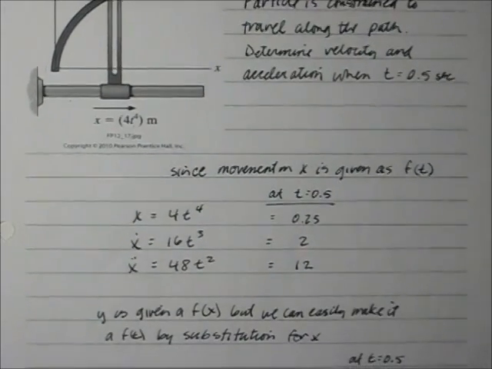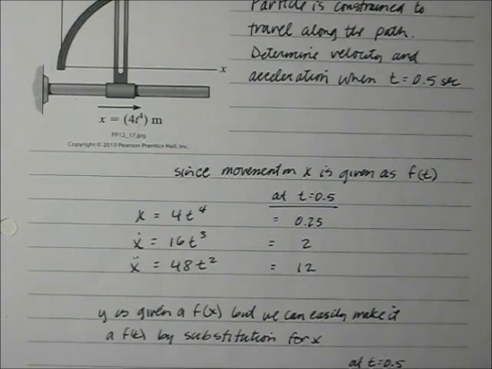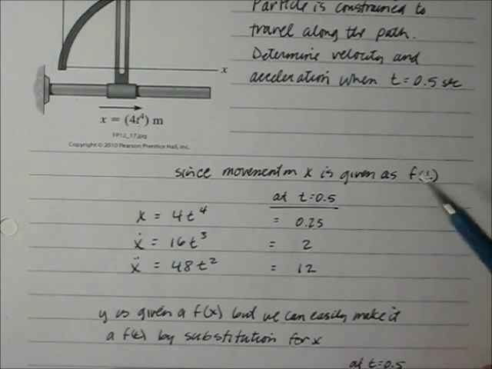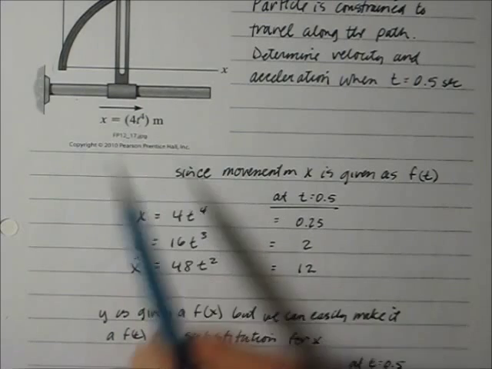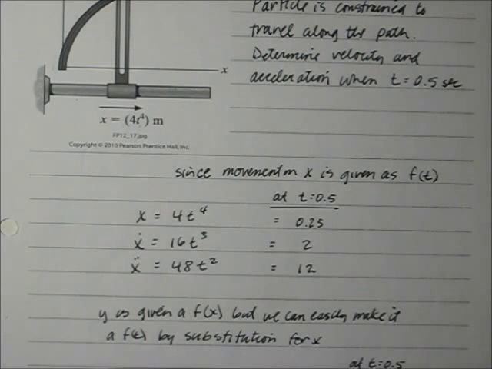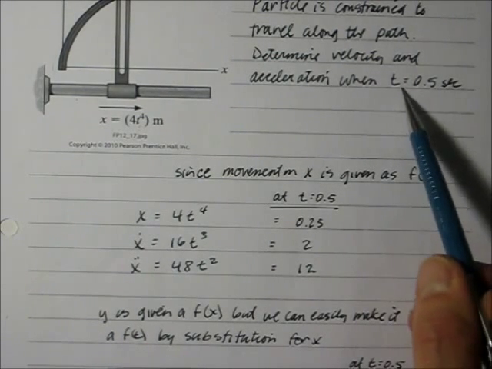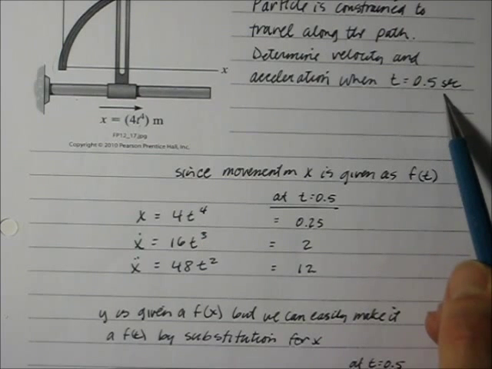All right, let's notice something here. We can build a little table and say that x is equal to 4t to the fourth, and we're looking for what happens at t equal to 0.5 seconds.